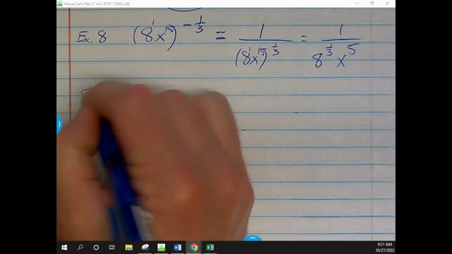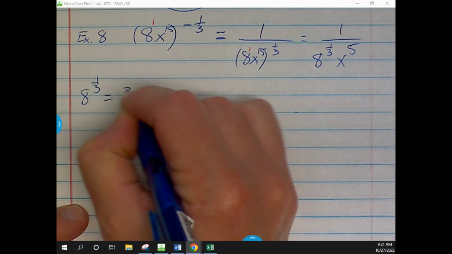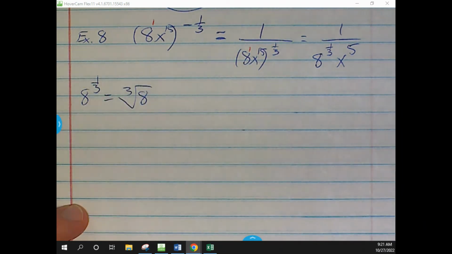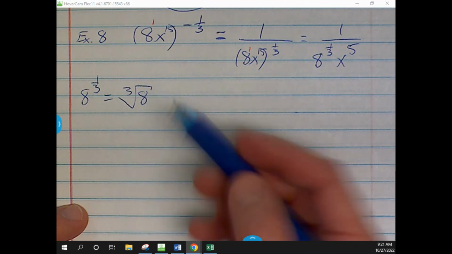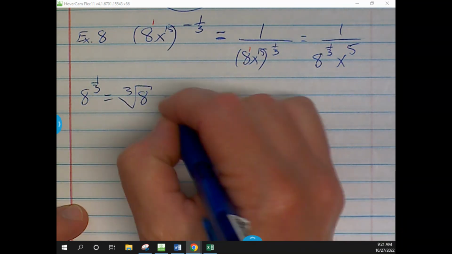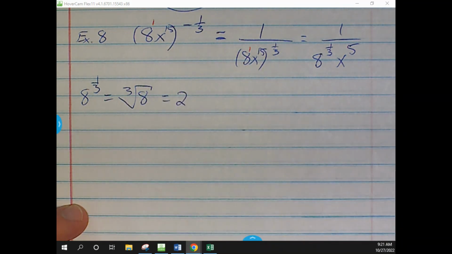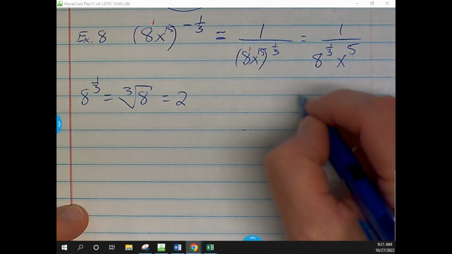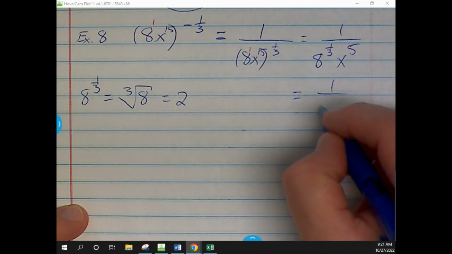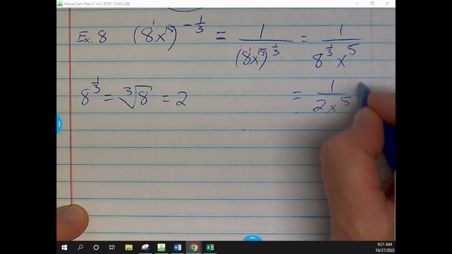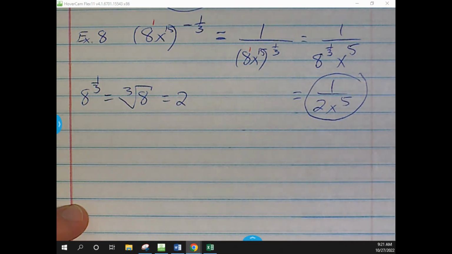And if you have 8 to the 1/3 power, that's the third root of 8. Technically to the first power. But again, not going to do anything. Third root of 8 is just 2, right? So final answer for this one would be 1 over 8 to the 1/3 is 2. So that's 2x to the 5th power.